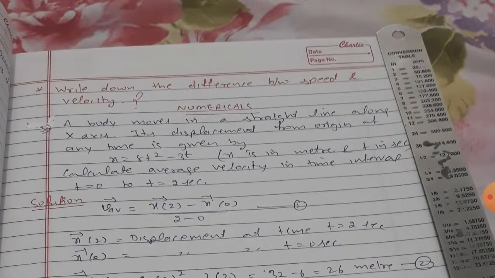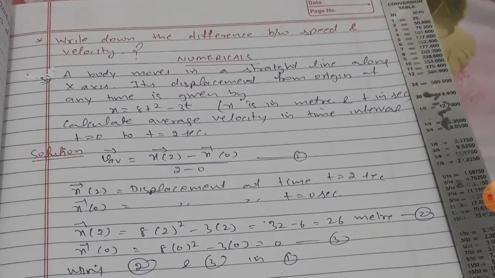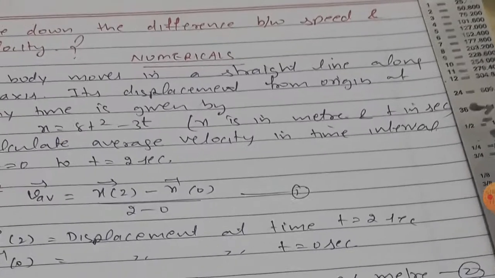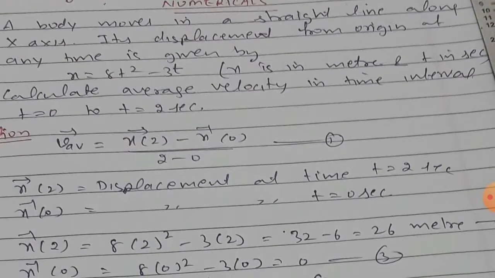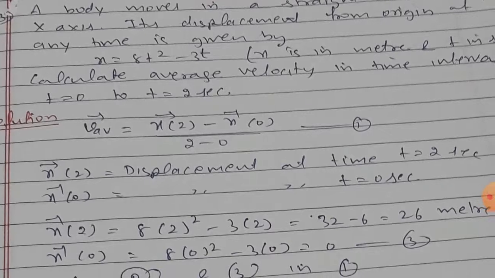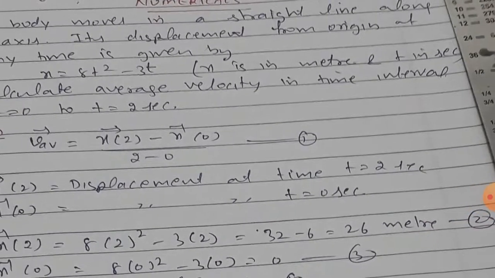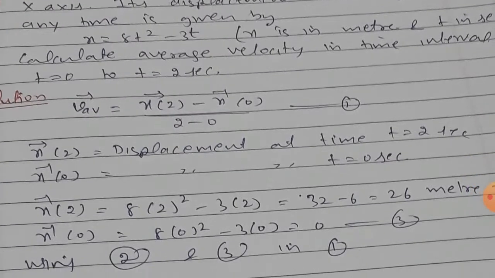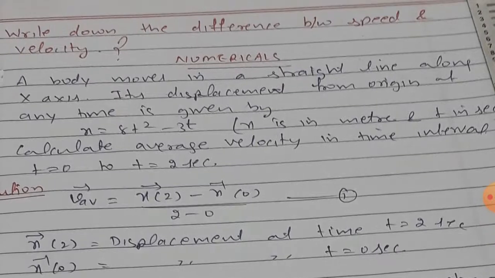Let us do some numericals over it. First numerical of this topic: a body moves in a straight line along the x-axis. Its displacement from origin at any time is given by x is equal to 8t square minus 3t. x is in meter and t is in second. Calculate the average velocity in the time interval t is equal to 0 to t is equal to 2 seconds.